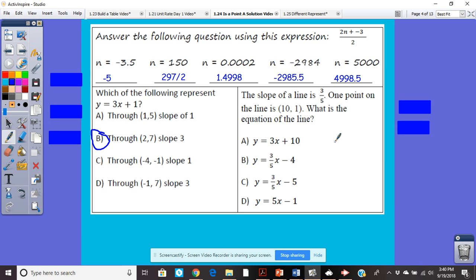So my next one says the slope of a line is 3/5. One point on the line is 10, 1. What is the equation of the line? Well, I can automatically eliminate A and D because those do not have a slope of 3/5. Now, to figure out which one this point belongs to, I would just enter these two equations.